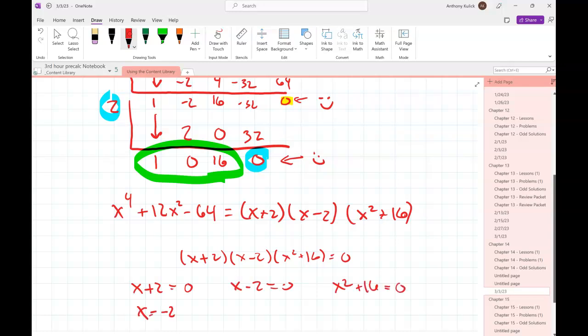So over here I get the solution negative 2. No doy, I saw that on the graph. Here I got the solution positive 2. No kidding, I saw that on the graph.